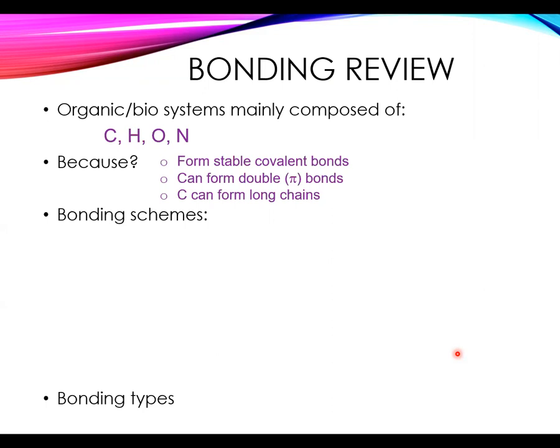Now, the stability and the ability to form pi bonds are stability and versatility reasons. And carbon being able to form long chains allows us many building block possibilities, right? Infinite possibilities of putting things together.